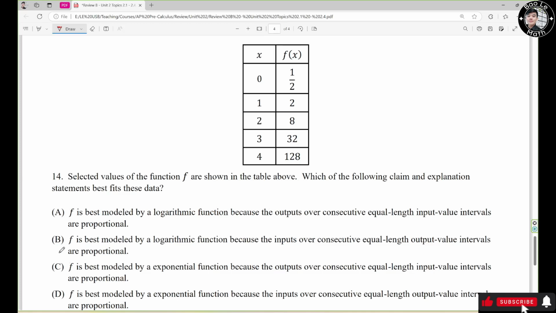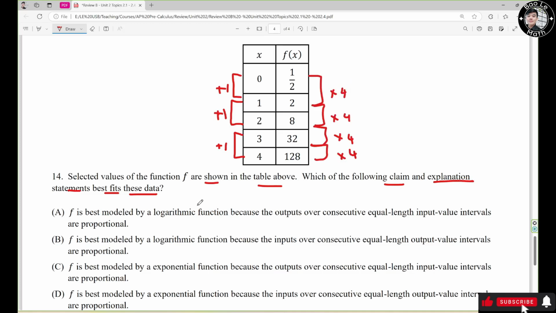Now let's move on to question number 14. Selected values of the function f are shown in the table above. Which of the following claim and explanation statements best fits this data? From the table, we see that the s values are increasing by 1 each time, so this is the equivalent of input intervals. Now look at the output. Each time you're going to multiply by 4. So the outputs over consecutive equivalent input value intervals are proportional. The answer must be C.